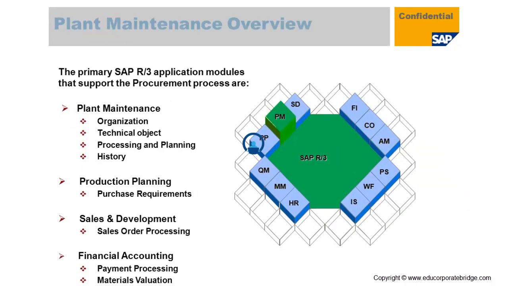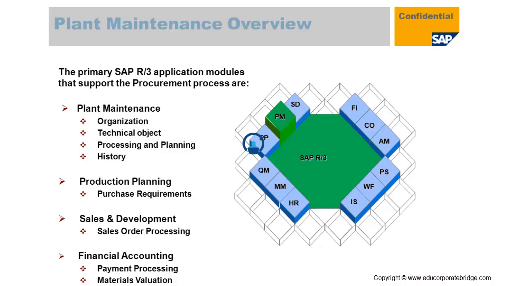Overview of the plant maintenance. The SAP R/3 module primarily supports the procurement process. So plant maintenance has the organization, and technical objects, nothing but your functional location and equipment. The measuring counters all come under the technical object. Processing and planning. History is nothing but your reports for that particular maintenance.